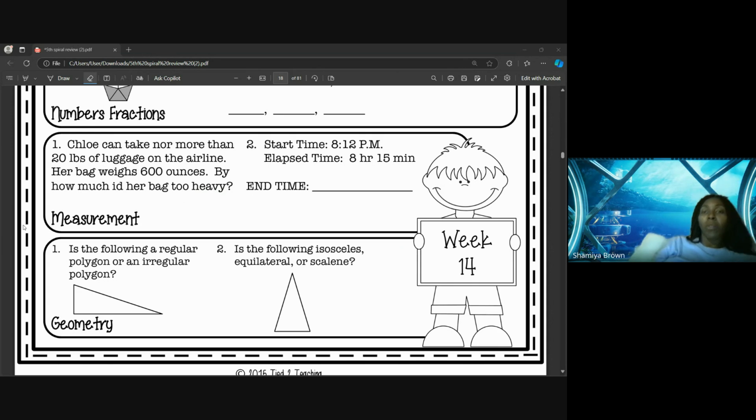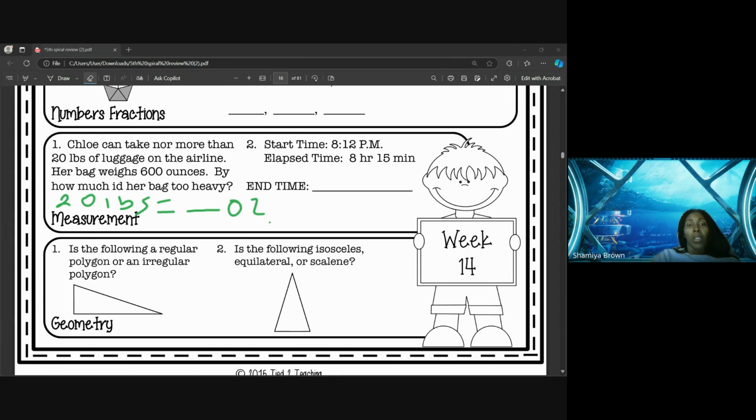So I'm going to have to do a couple of things on this one. I know she can take no more than 20 pounds of luggage on the airline, and they tell me her bag weighs 600 ounces. So I need to convert pounds to ounces up here. So 20 pounds equals how many ounces? That's what I'm trying to find out.